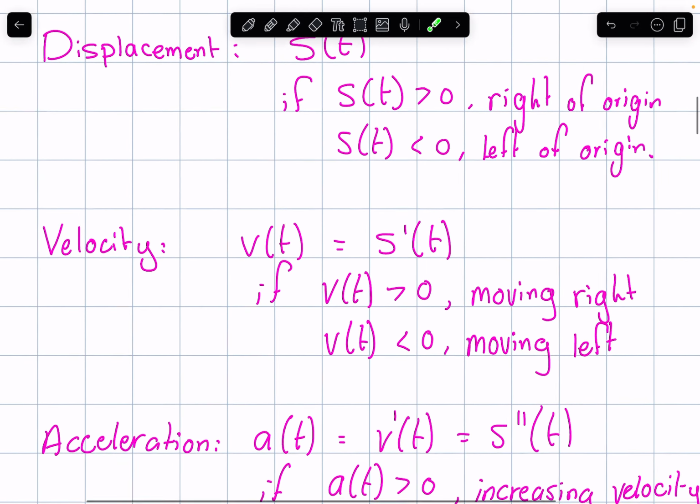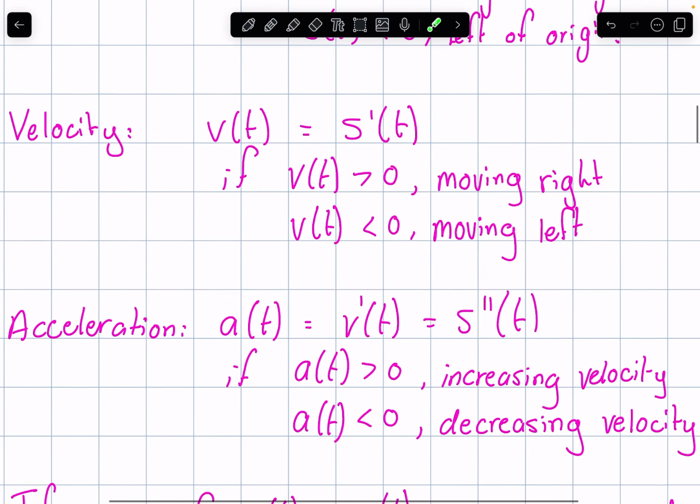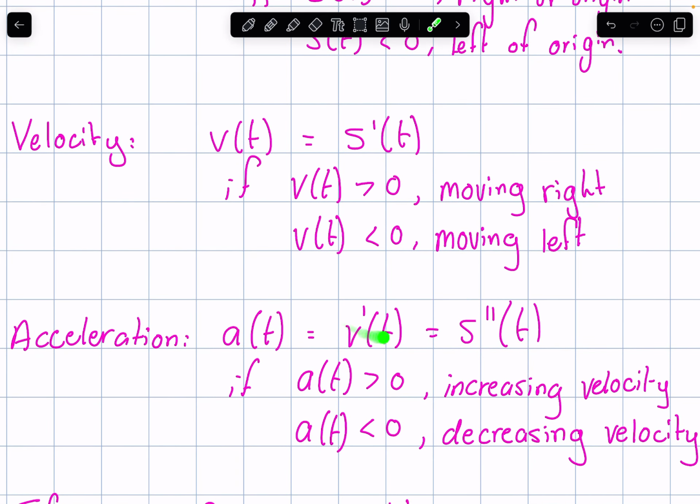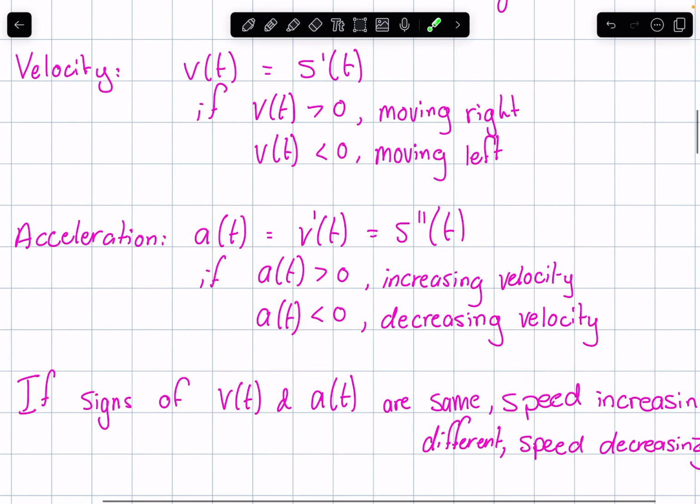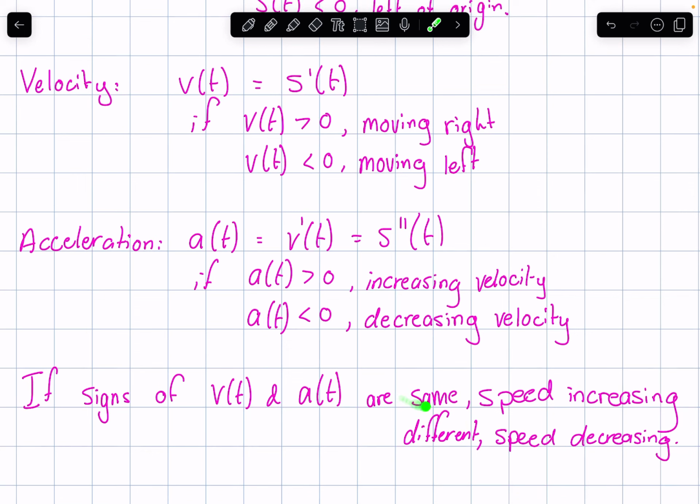And then after velocity, we get acceleration. And acceleration is the derivative of the velocity or the second derivative of the displacement. If the acceleration is greater than 0, we're increasing our velocity. If our acceleration is less than 0, we're decreasing our velocity. And then if the signs of velocity and acceleration are the same, then my speed increases. If the signs are different, then the speed decreases. And we use our sign diagrams to really clearly show that.